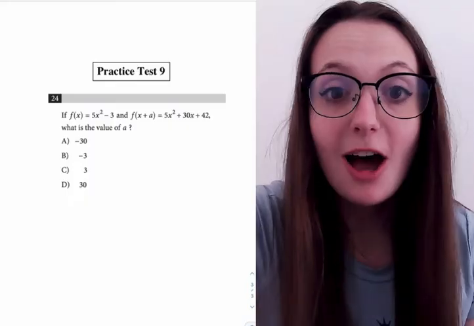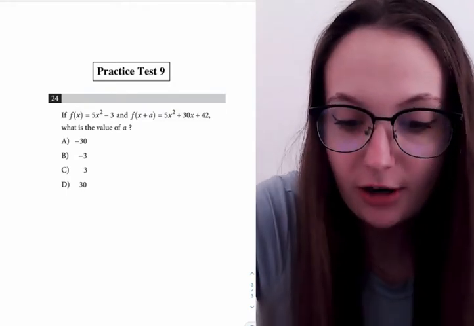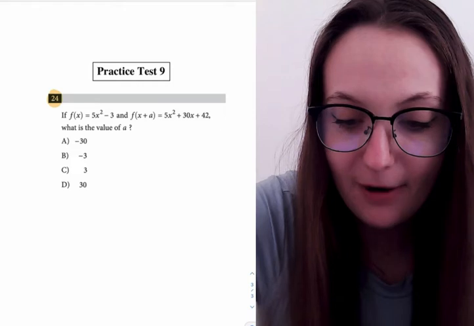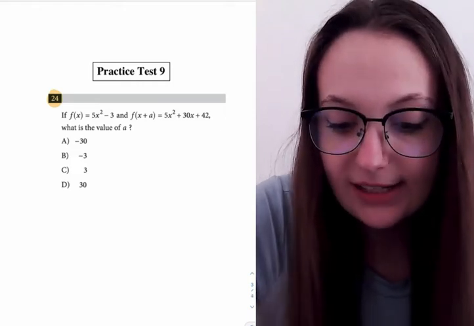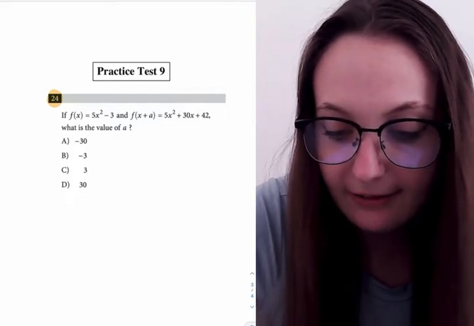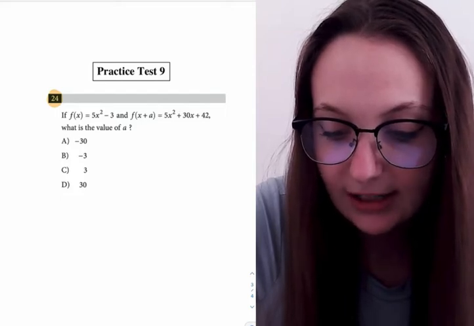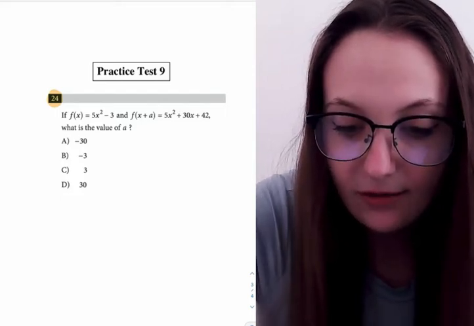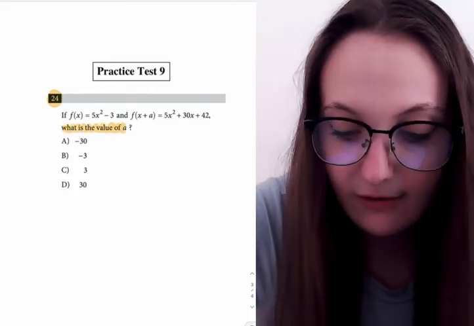Here we go. All right, so today's challenge problem is going to be question number 24 from practice test 9. So let's give this one a look. So they tell us if f of x is equal to 5x squared minus 3 and f of x plus a is equal to 5x squared plus 30x plus 42, what is the value of a? That's what the question wants. What is the value of a?